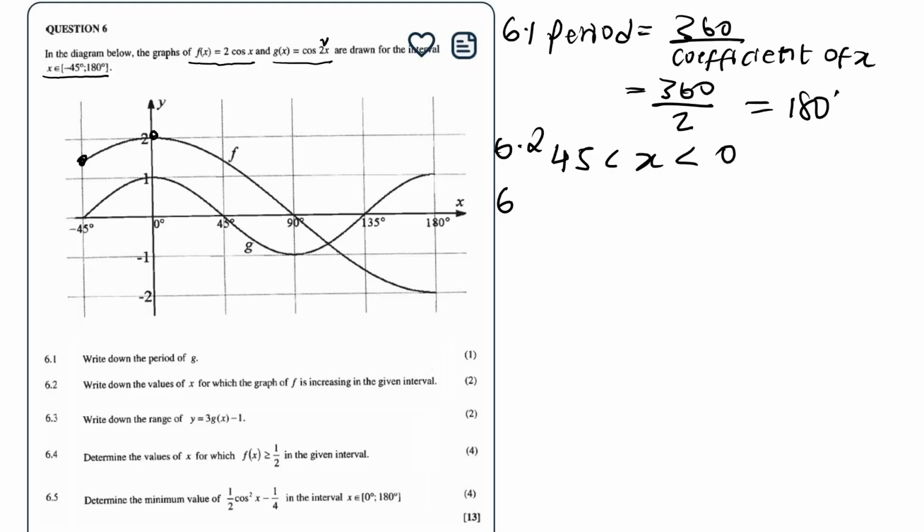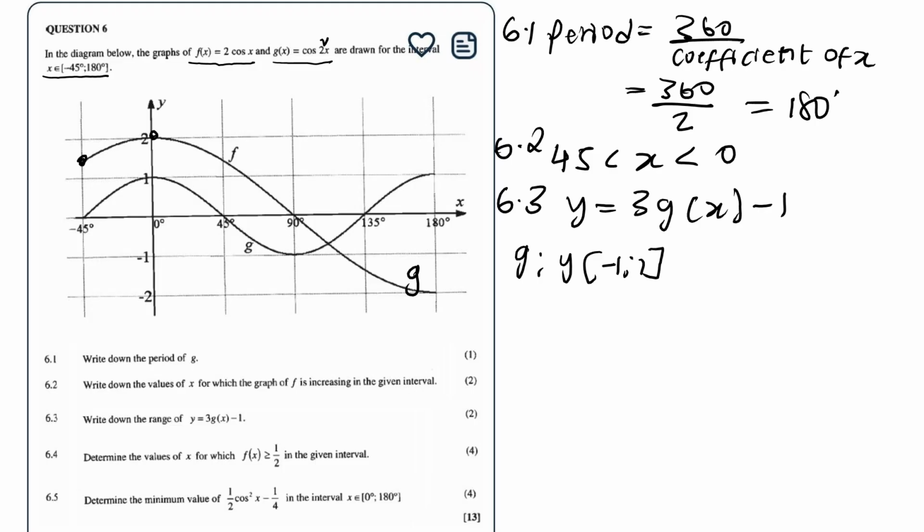Now 6.3. Write down the range of y = 3g(x) - 1. Okay, this is interesting. Let's start with the range of g. This is our g, right? The range of g: y is an element of negative 1 to 1, right? So it is starting from negative 1 up until 1.